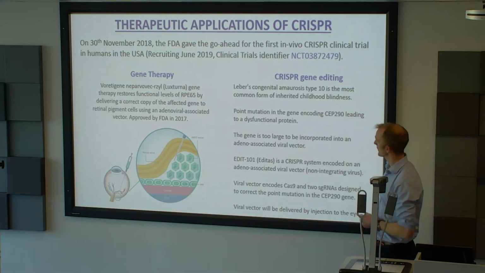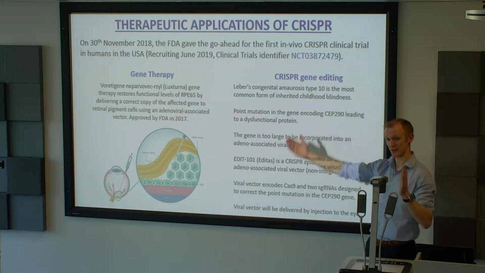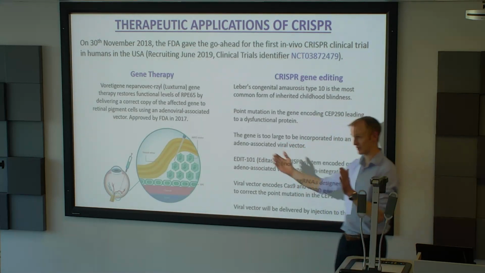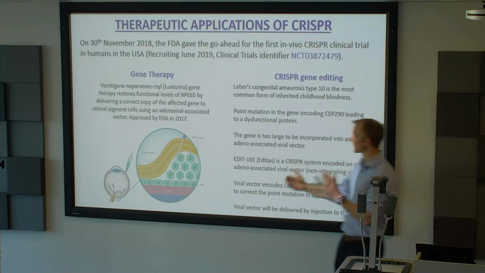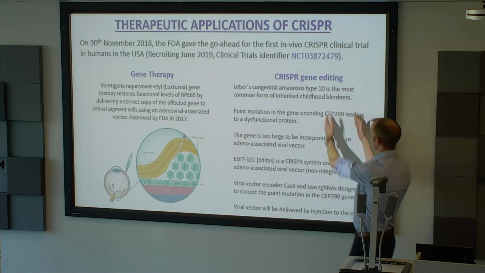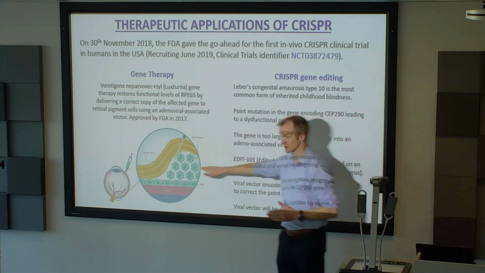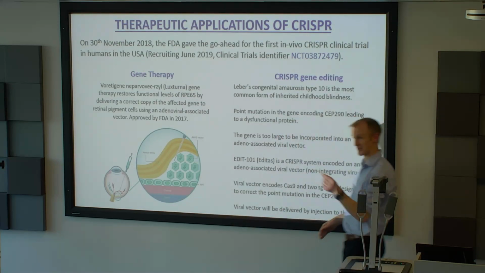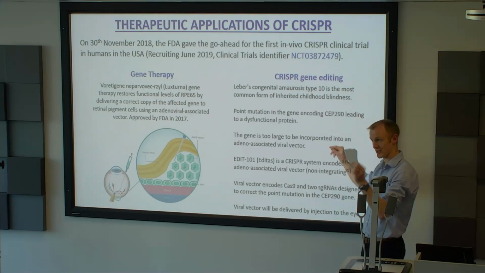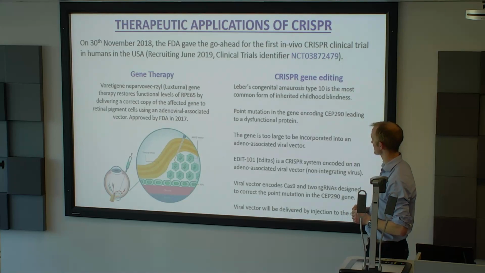But you can't, because the CEP290 gene is very, very big. Remember last week I mentioned the adeno-associated viruses can only take an insert of about 5 kilobases. So the CEP290 gene is much, much larger. You couldn't just give that CEP290 gene back into these patients to restore the gene. So the best way is probably through CRISPR, whereby you can specifically target that mutation through the Cas9 enzyme.